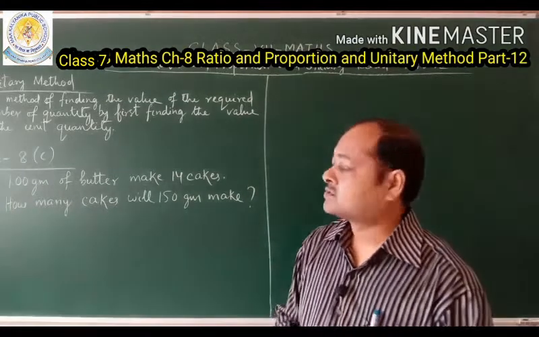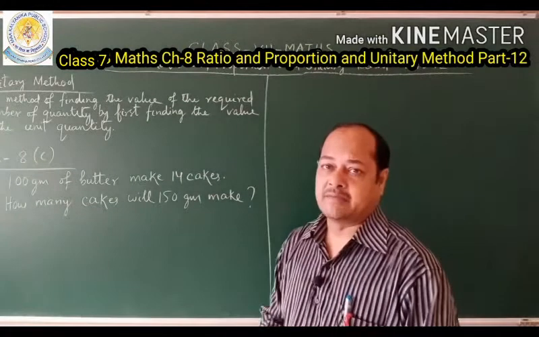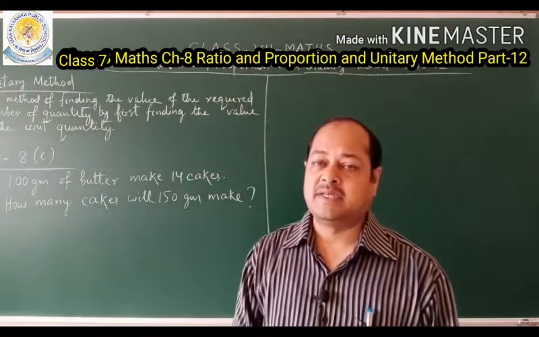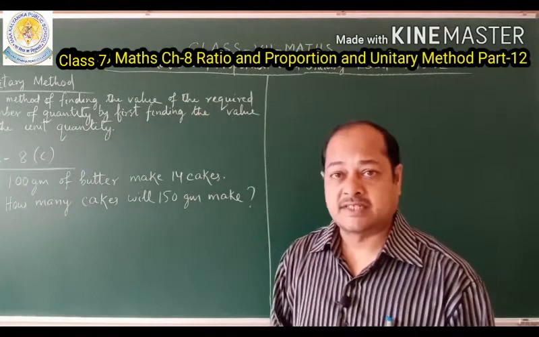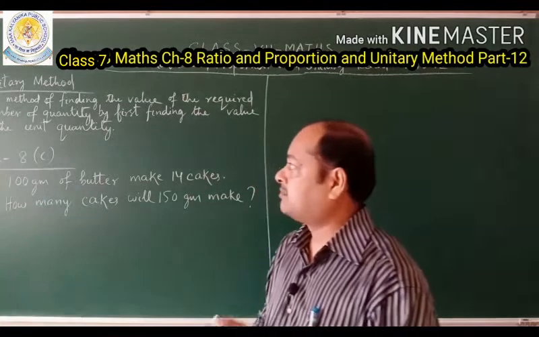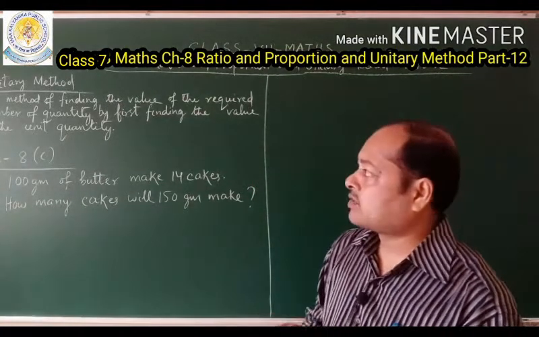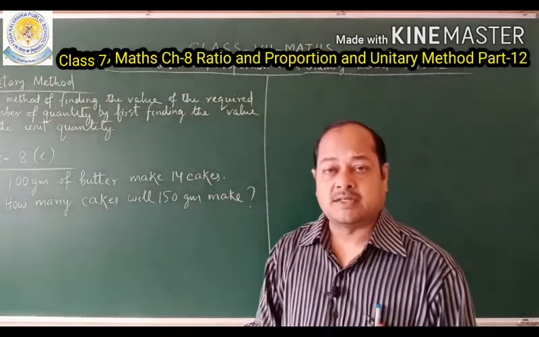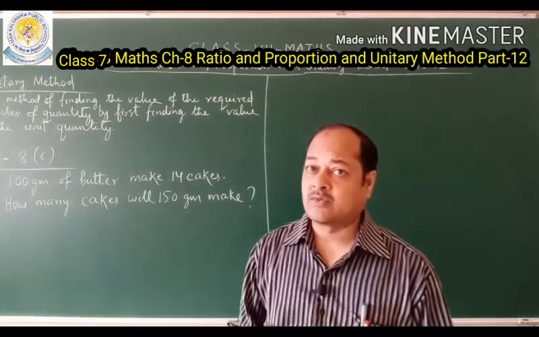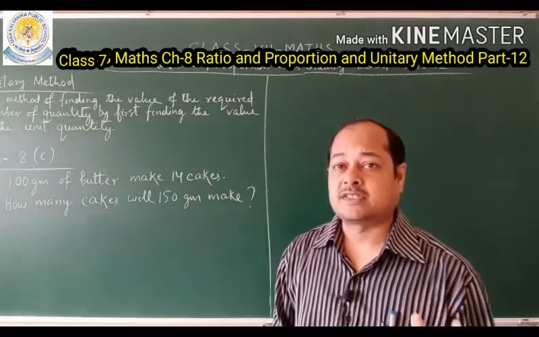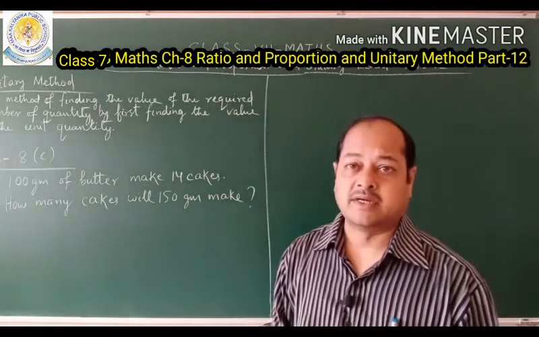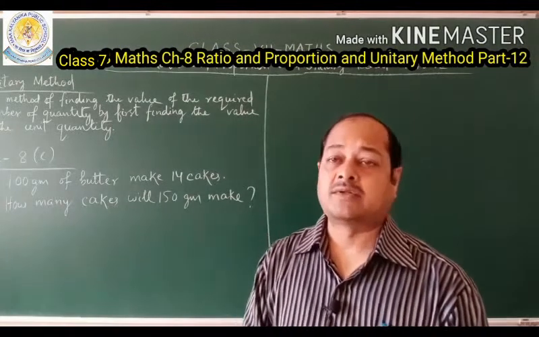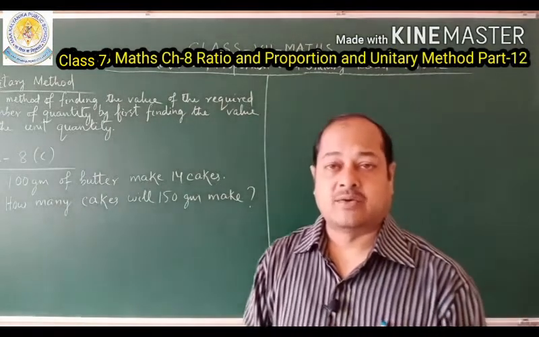Okay, let's start. First of all, we'll discuss what you mean by the unitary method. As the name suggests, unit means a single quantity. So what is the definition? The definition says it is the method of finding the value of the required number of quantity by first finding the value of the unit quantity. How much quantity we require, that is the required quantity. So how do we find it? By first finding the unit quantity, meaning one quantity. If we find the value of one quantity, then easily we can find the value of the required quantity.